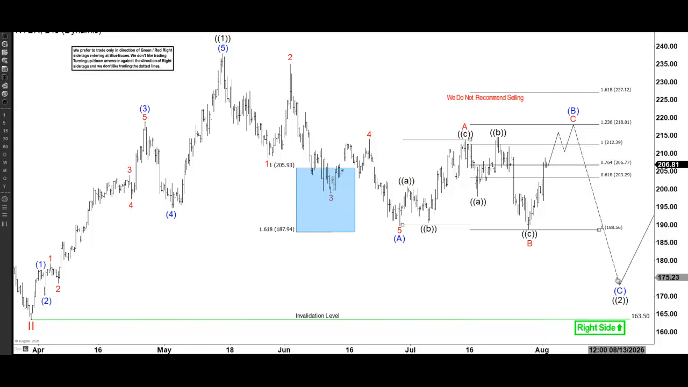Keep an eye on 218, 227 as areas in which the sellers can enter the market, and then keep an eye around 180, 165 when the real buyers will enter the market.